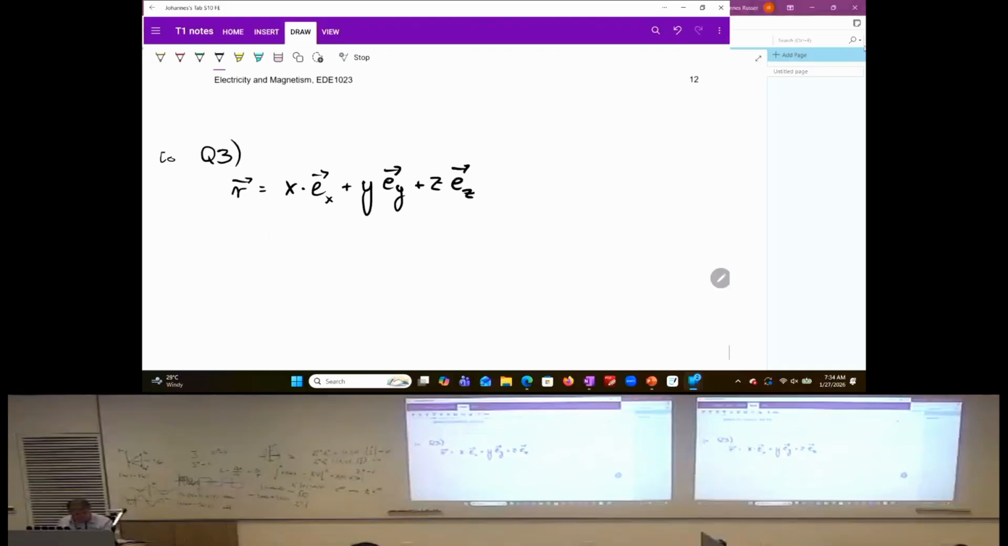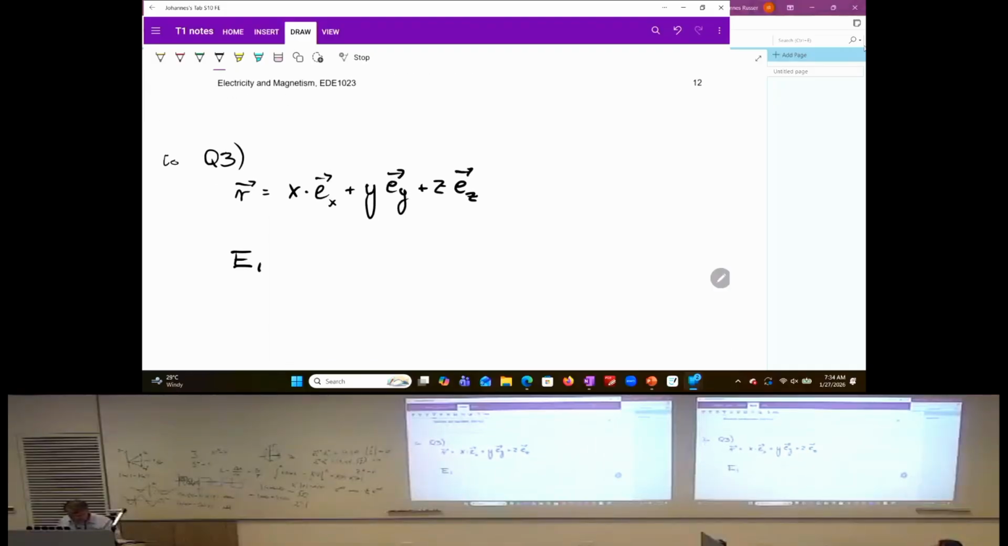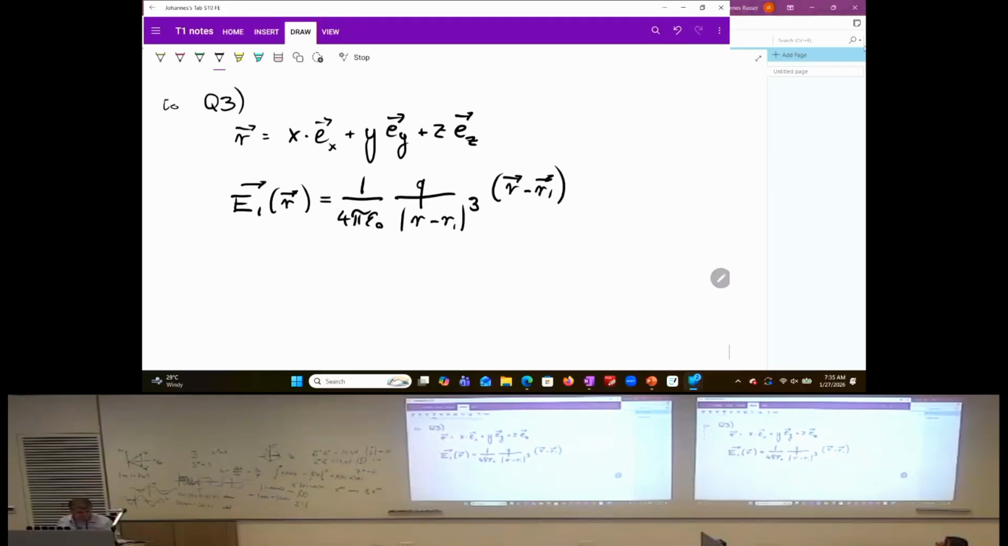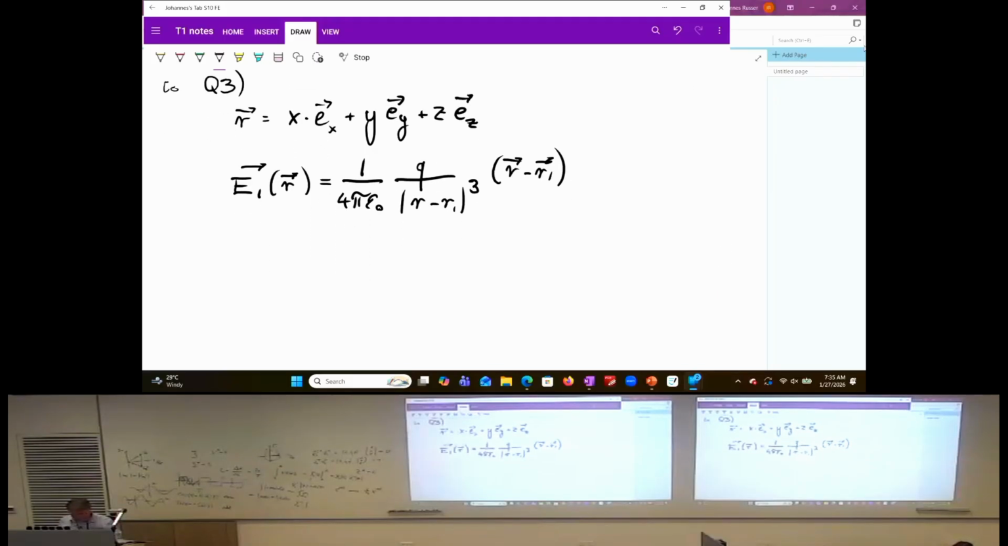And we have seen that the electric field, which we denoted E1, as a function of R is 1 over 4 pi epsilon naught, and Q1 is basically the small q, times R minus R1 over the magnitude of R minus R1 cubed. So what is that if you look at the denominator? What is this R minus R1?